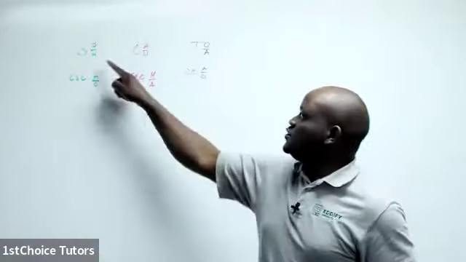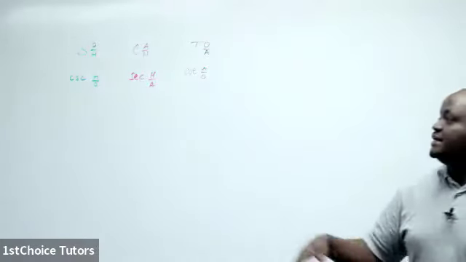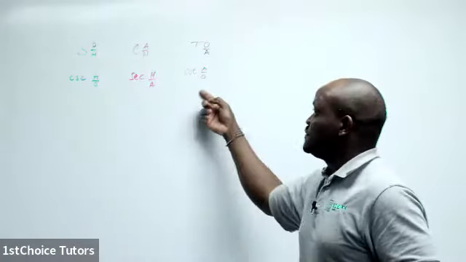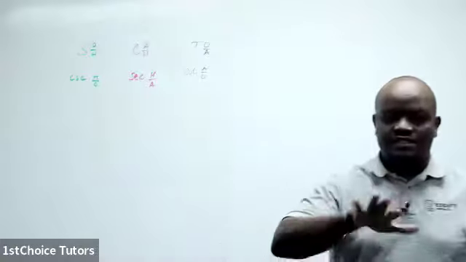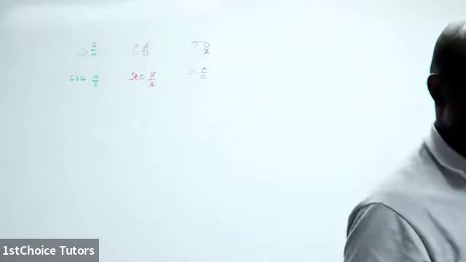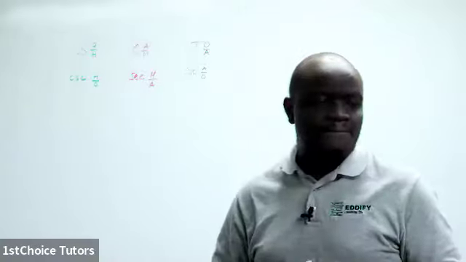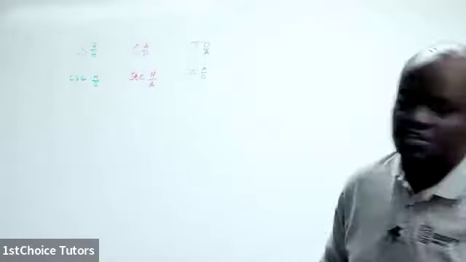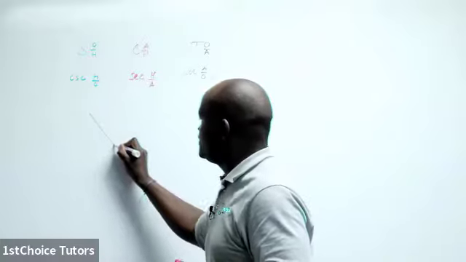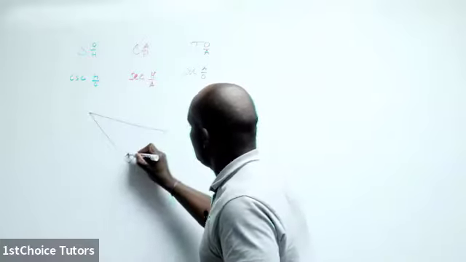SOHCAHTOA is mainly used when you have a right triangle, and then these are the inverses of them. You've got to know this like the back of your hand. Next question. Find X. Okay, so 7 and 32. I'll borrow that sketch. Your triangle looks like a sideways right triangle here.